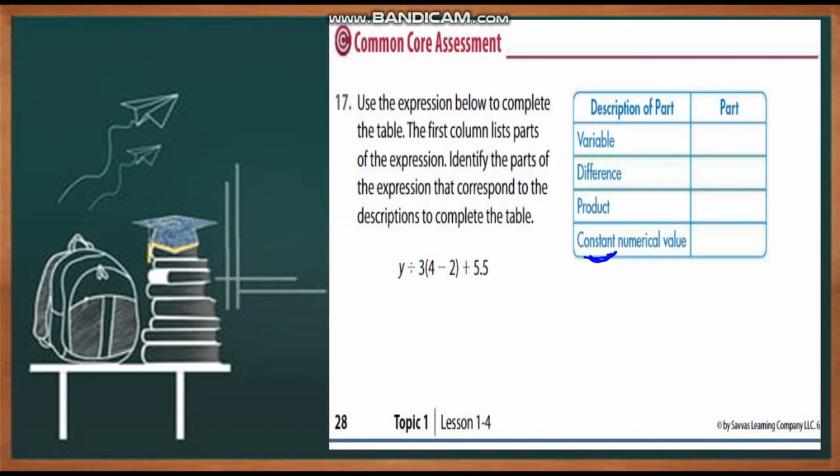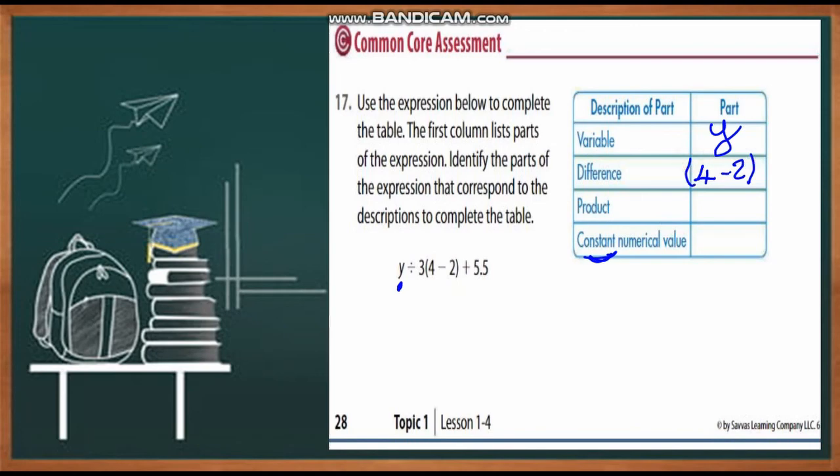And as you know, a variable means a letter or symbol representing an unknown quantity, which here is y. The difference means the solution of a subtraction operation. So where is the subtraction operation here? The subtraction operation is 4 minus 2.